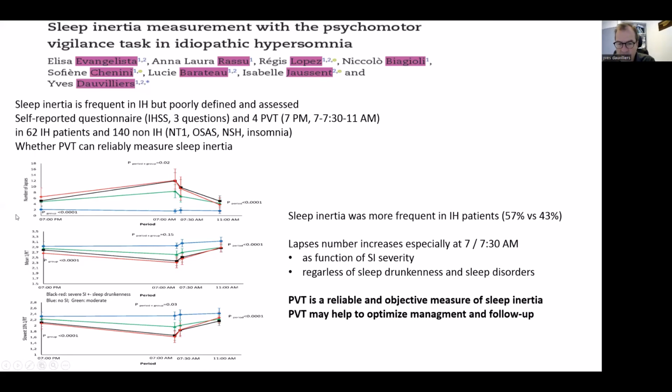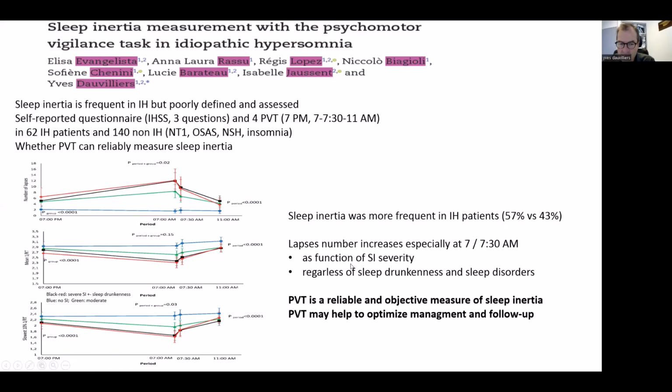And as you can see here, very briefly, I want to stress that sleep inertia is very frequent in IH subjects, 60% of cases, but exists as well in 40% of non-IH subjects. So we love to say that it's very specific to IH, but it's not, because it exists in insomnia subjects, in other subjects, even sometimes in narcoleptic subjects. And this is based on the questionnaire.